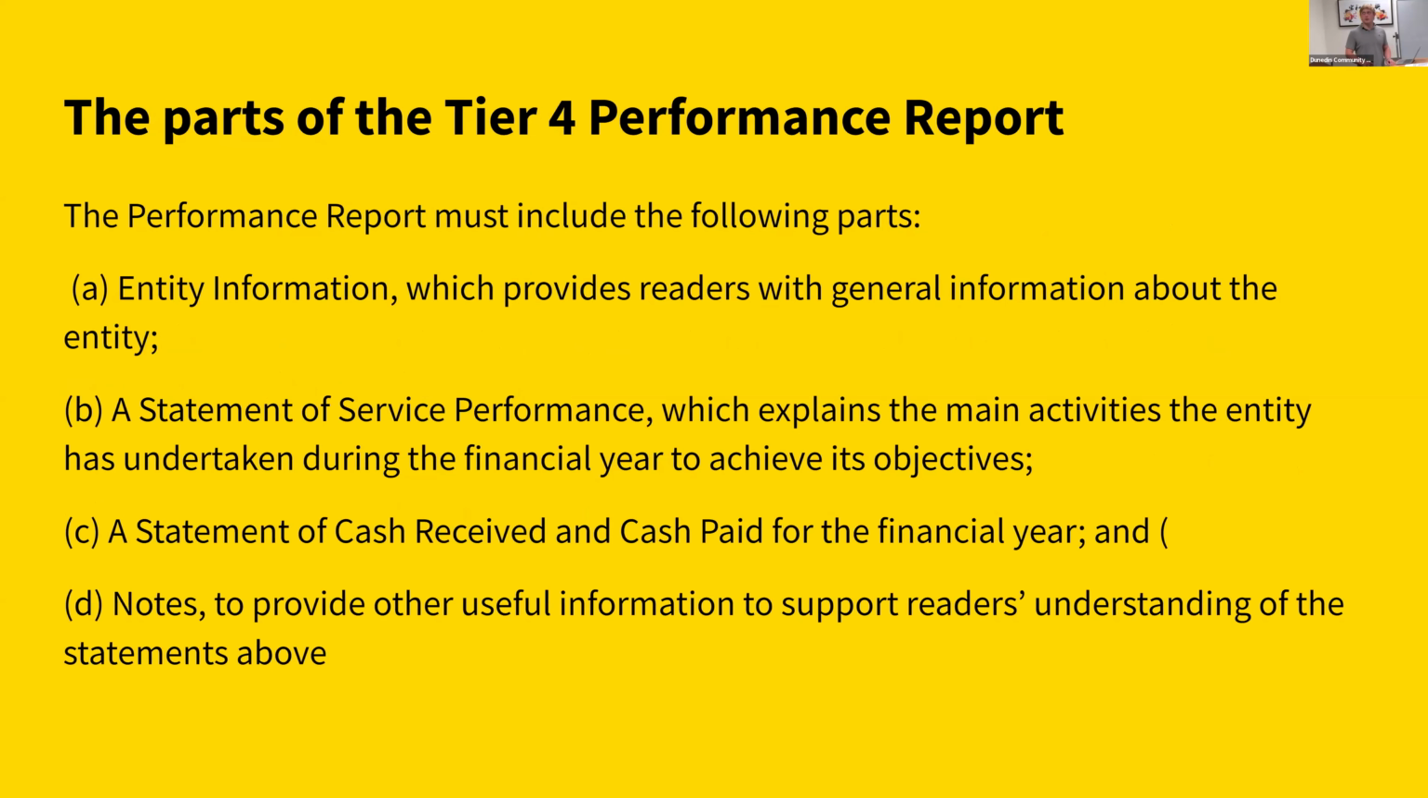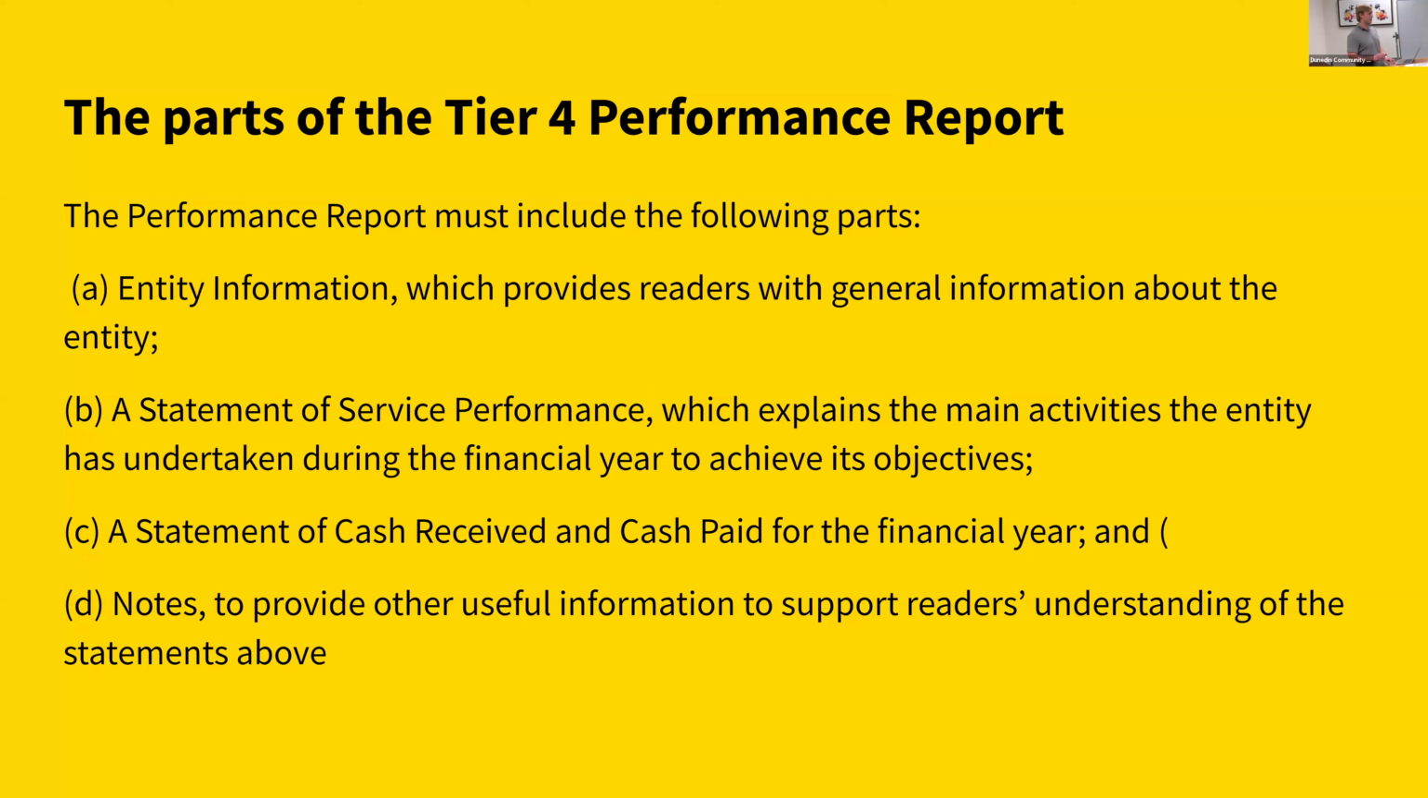I'm going to walk you through some of the parts of the Tier 4 performance report. So a performance report must include the following parts. These are a requirement per legislation, so it's very important that you include these. Firstly, you need to have entity information. The aim of entity information is to provide readers of your financial documents and your performance report with general information about your charity. So this may be the purpose you serve, some of the activities that you're undertaking, and perhaps members of the board that work with your incorporated society or charity.